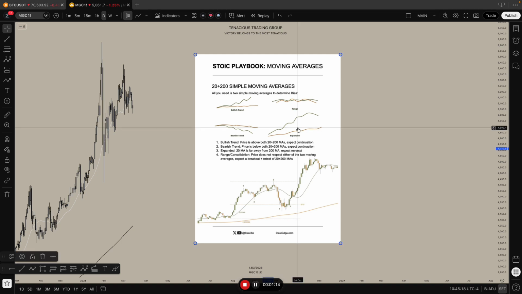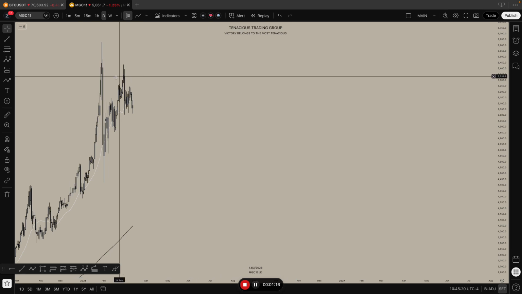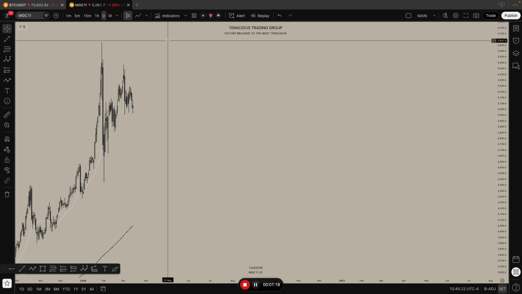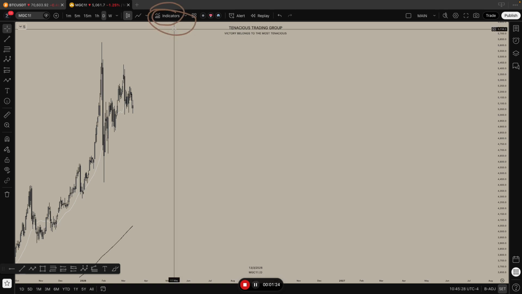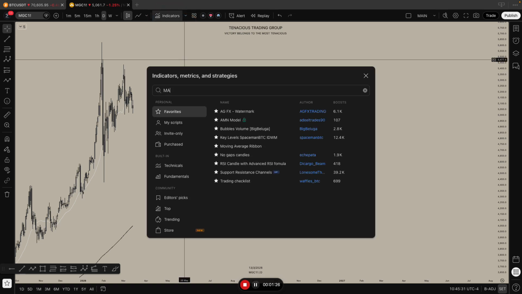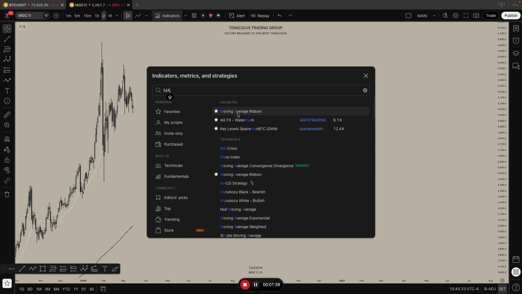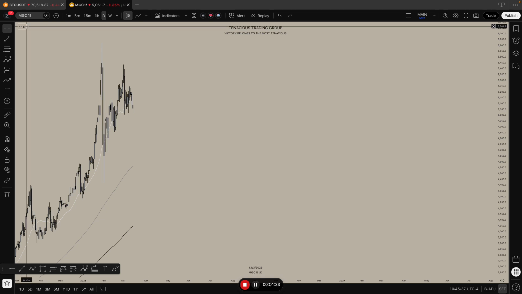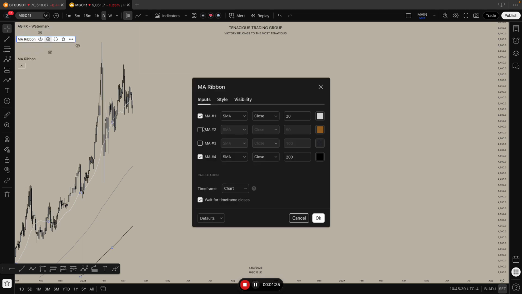So first and foremost, if you're asking where can I find this moving average, go to your indicator section over here. Once you click it, just type in MA, and you'll see moving average ribbon. Click on that, go into the settings, tick two of them, and make sure it's SMA and it's close. Then you have your 20 and then your 200, and obviously you'll pick your own colors.